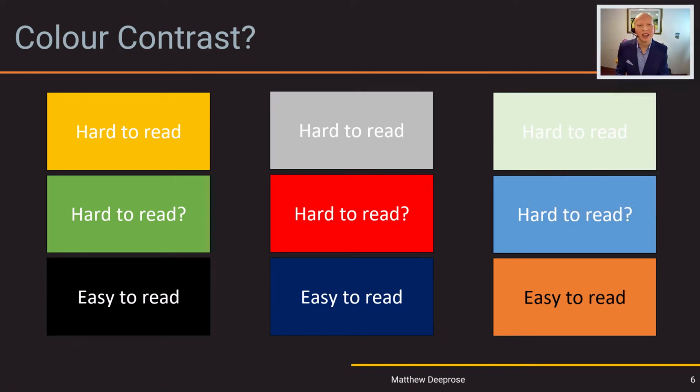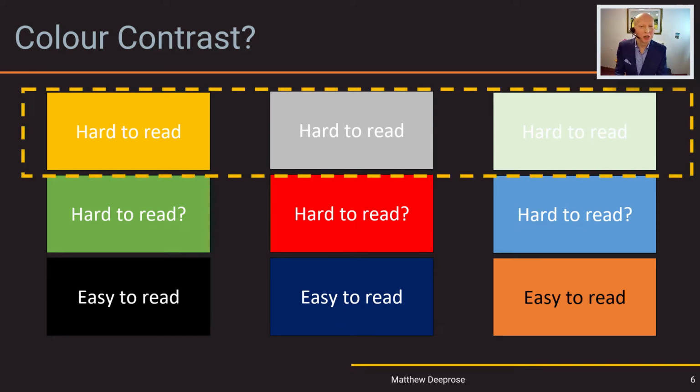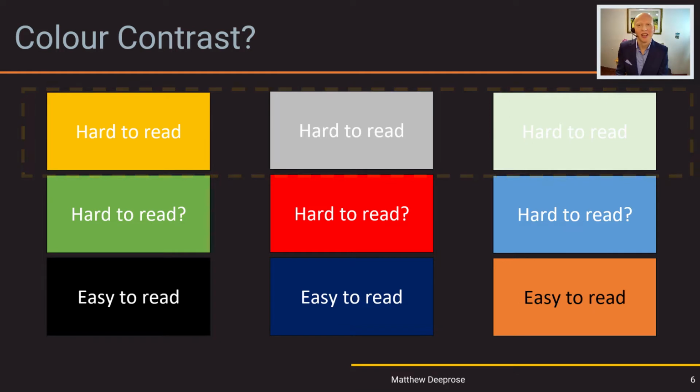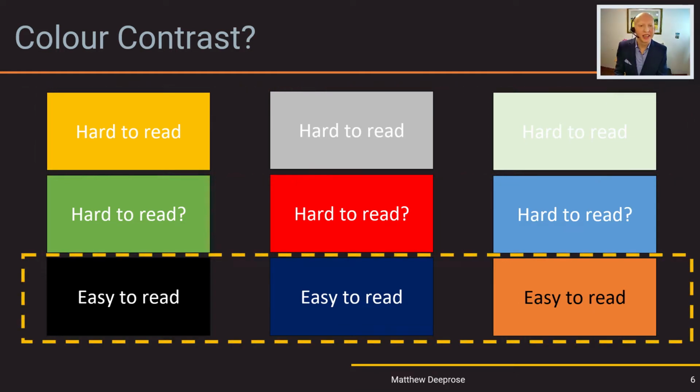Here I'm sharing 9 boxes in rows of 3. Each box has a different coloured background and white or black text. The top row is harder to read because the colour of the text has low contrast to the background colour. The bottom row is easier to read. The text colour has higher contrast with the background colour.